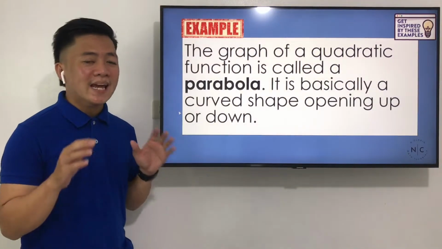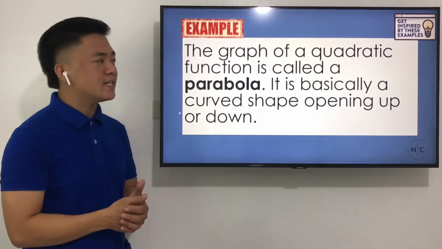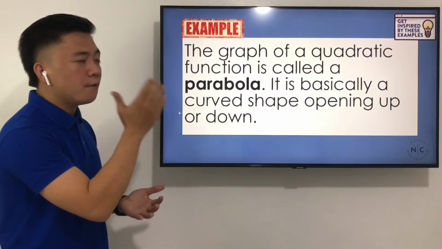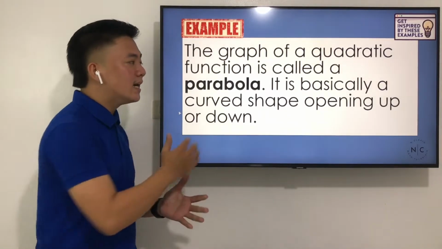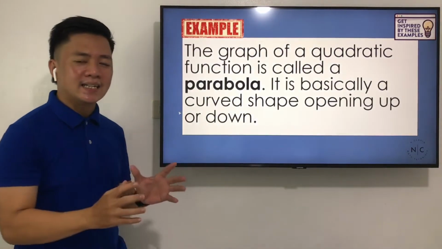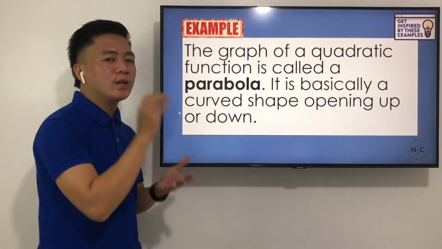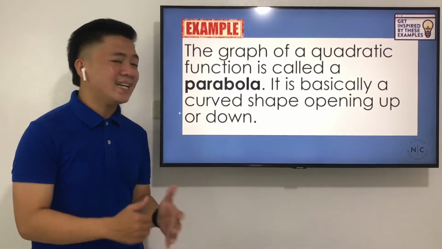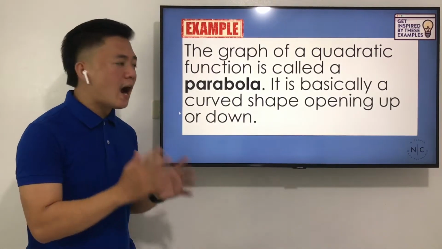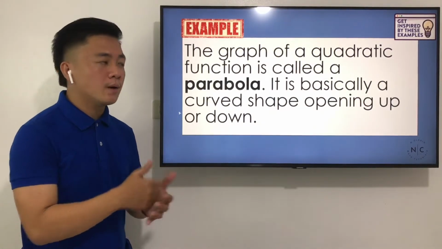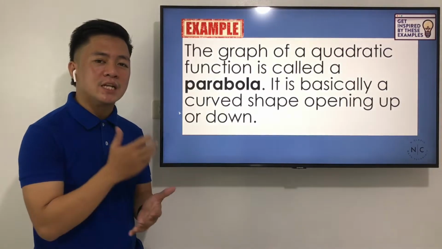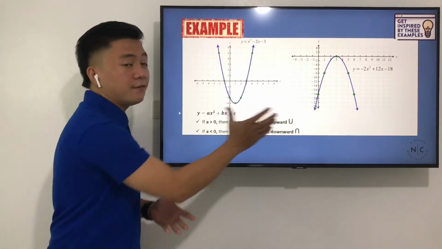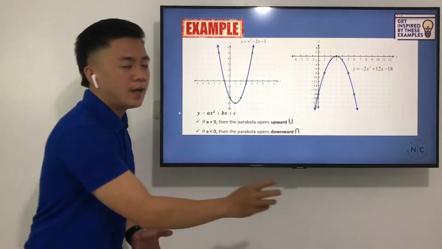So, before we graph, yung ating number 1 example is the graph of a quadratic function is called a parabola. Tandaan natin, yung graph sa ating quadratic function, ang tawag dyan, parabola. So, it is basically a curve shape opening up or down. So, magbibigay tayo ng picture kung ano ba si parabola. So, we have two given parabola. Ito yung una, ito yung pangalawa.